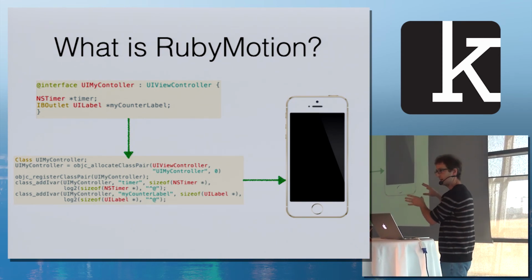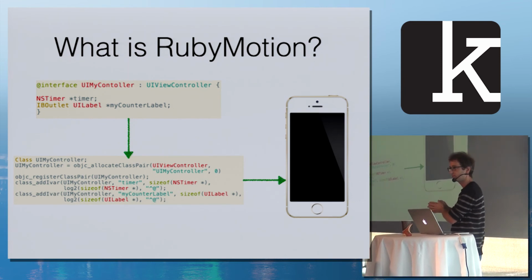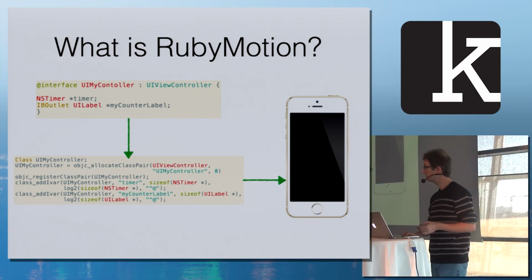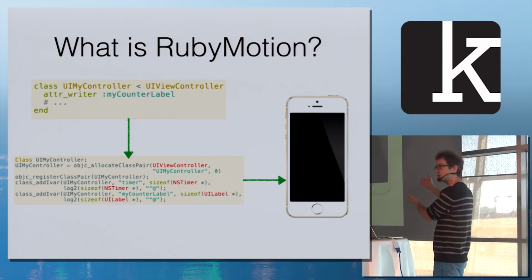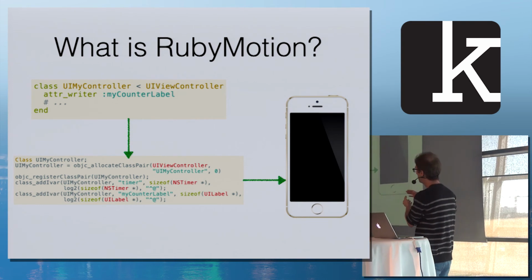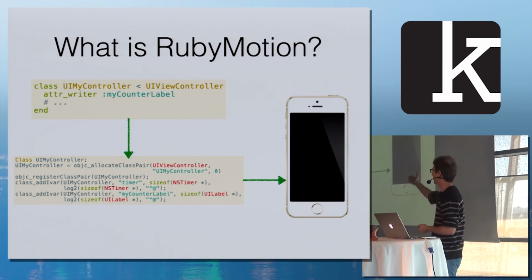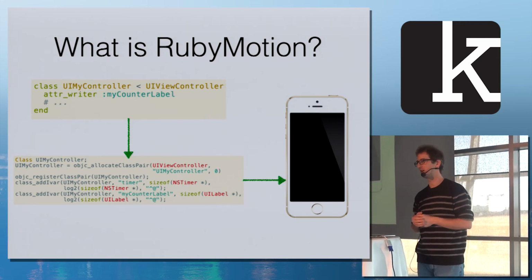But what's really nice about Objective-C is that these C functions are available in a library for anybody. So we can just simply say, well, if you're going to define a Ruby class and add instance variables to the Ruby class, we'll just call the same C functions. And that's exactly what RubyMotion does.